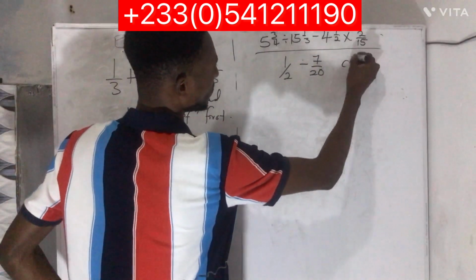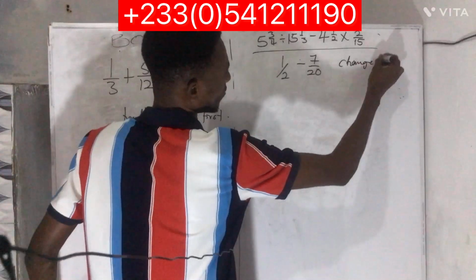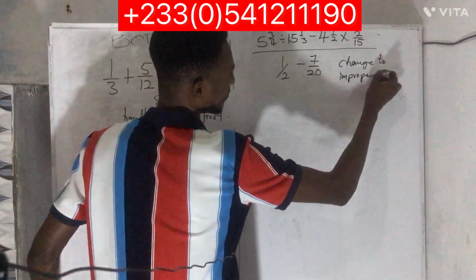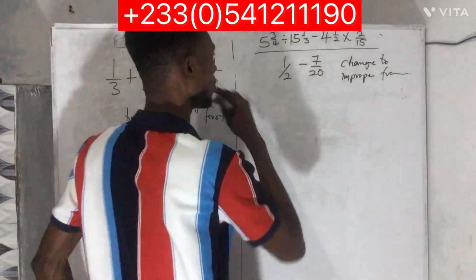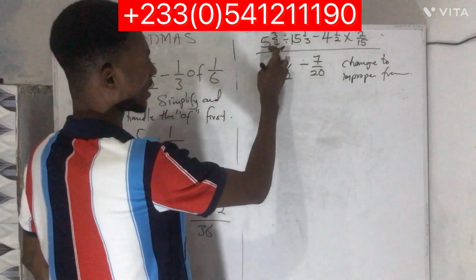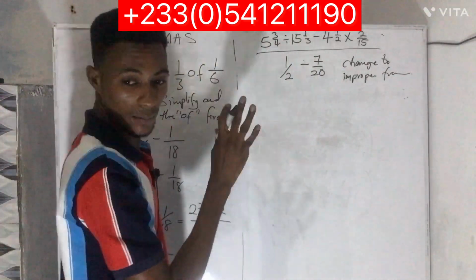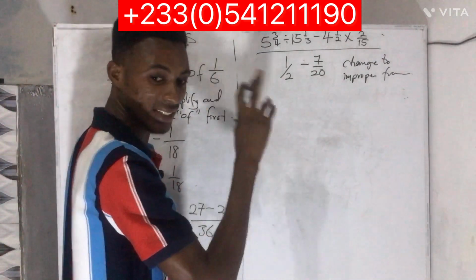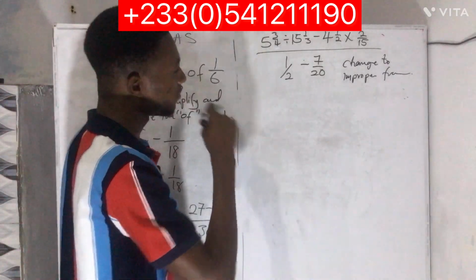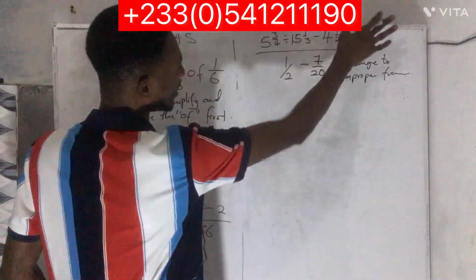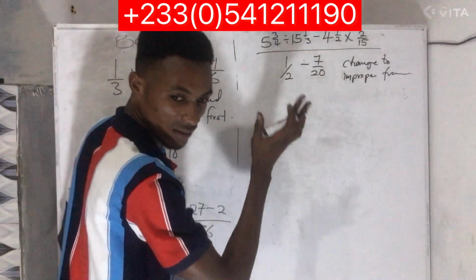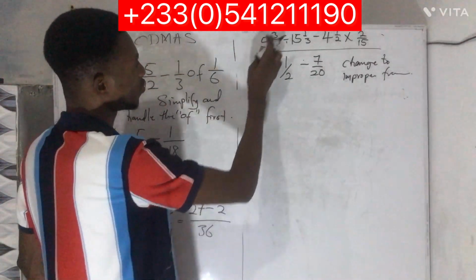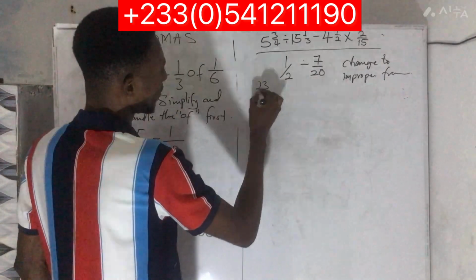So change to improper fraction. So 5 times 4. Now this is how questions come. So take a critical look at how I'm going to solve it. But you have to also respect Bodmas. Now, you solve this one separate. You solve this one separate. Then you carry on. Okay. So 5 times 4 is what? 20. 20 plus 3, 23 over 4.